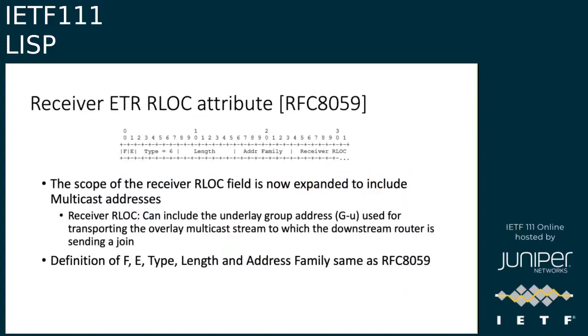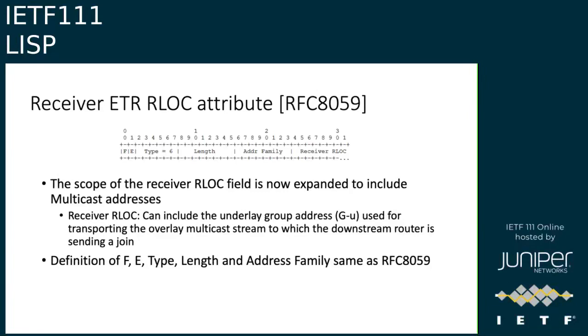So to go into the exact details, RFC 8059 defines what we call a PIM join attribute, formatted as we see on the diagram here. What we are proposing in this draft is to keep the exact same format. The only thing is that the receiver RLOC can be a multicast group address when you do multicast in the underlay. So it's not changing any format, it's just relaxing what you can put in that receiver RLOC field.